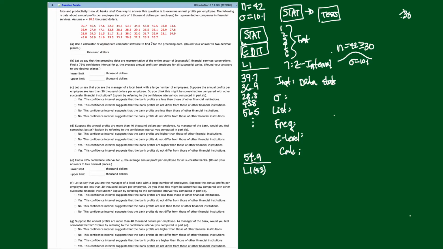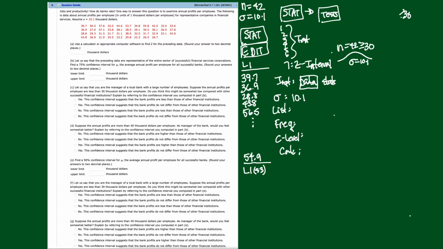Once you press Z interval, what comes up is this screen. The calculator is asking you to put in some information. First, it wants to know how your data is coming in. Are we putting in data or statistics? We're actually putting in data, right? We put all of our individual values into list 1. So get your cursor on data and press enter, so it's highlighted. When you press enter, it comes down to sigma. The problem assumes sigma is 10.1, so put in 10.1, press enter, and now we've got to put in list 1. Our data's in list 1, so where do we get list 1? You're going to get it here.